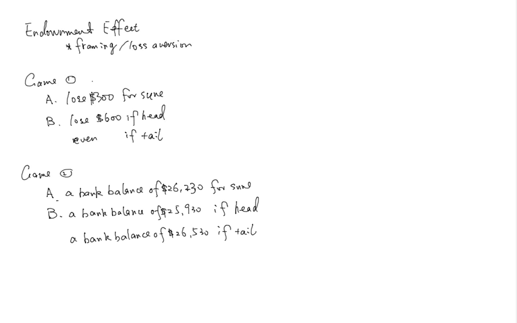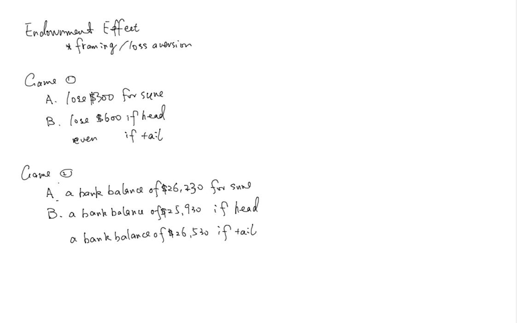Game one is that you have two choices. Either you lose $300 for sure, or choice B, we toss a coin. If it turns up head, you lose $600, and if it turns up tail, we break even, so you don't lose anything. So pause for a minute and think which one you choose.